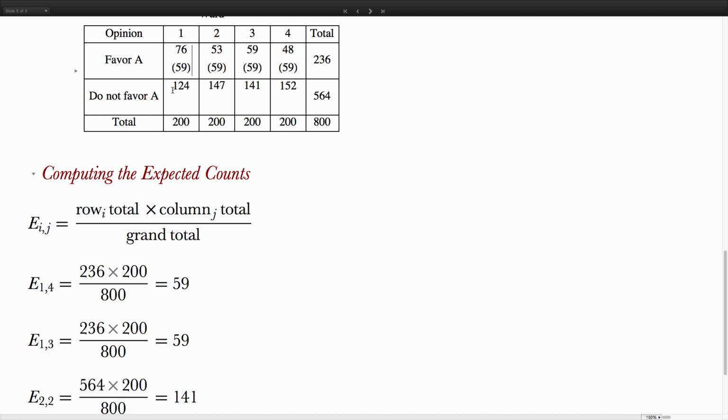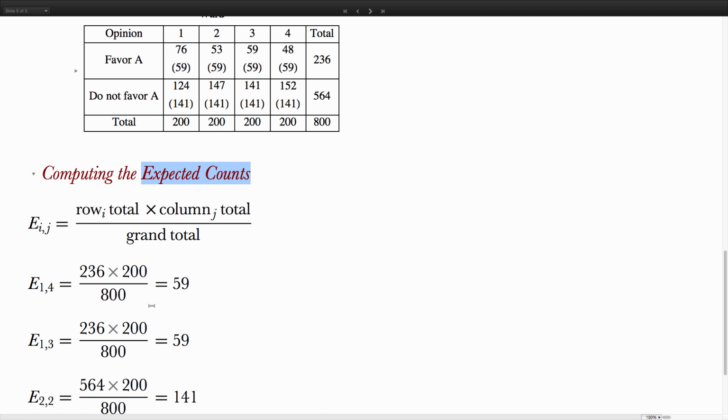And why is that? Well, it's because we're calculating the expected count under the assumption that the opinion of voters is homogeneous across different populations. Now, of course, we don't have to calculate the expected count of voters that do not favor A, because the total is 200, so 59 favor A, 141 wouldn't. Okay, and of course those are all the same.